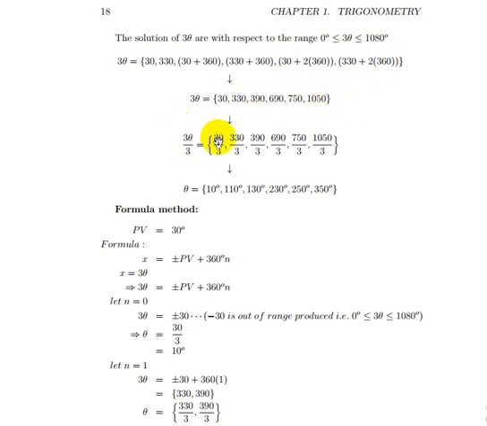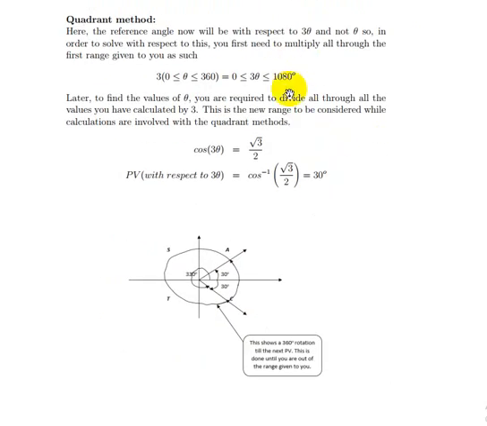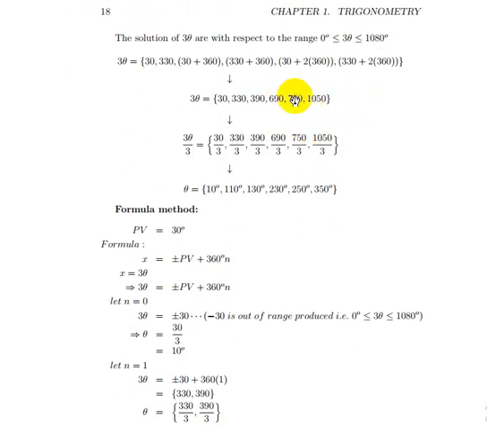Now to calculate theta, the last value here is 1050. You realize that if you calculate with 3 rounds now, you are going to have a value which is out of your range, greater than 1080. So this is why I stop at 1050. When you stop at 1050, you know that these are the values for 3 theta. And now the values for theta are going to be 3 theta divided by 3. I divide all through by 3 the values I've calculated. I'm going to have theta is going to be 10 degrees, 110 degrees, 130 degrees, and all this.